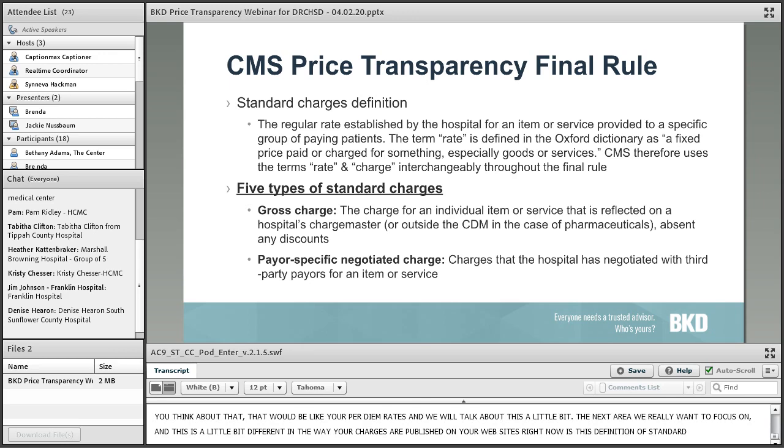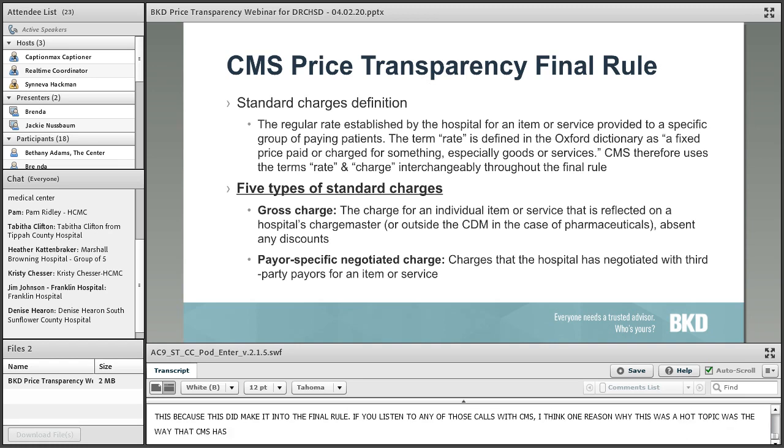The next area we really want to focus on, and this is a little bit different than the way your charges are published on your websites right now, is this definition of standard charges. There was a lot of conversation around this when the proposed rule came out, and a lot of comments that CMS received around this. So we'll spend some time on this because this did make it into the final rule. If you listen to any of those calls with CMS when the proposed rule came out, I think one reason why this was a hot topic is the way that CMS has defined what they're calling a charge.